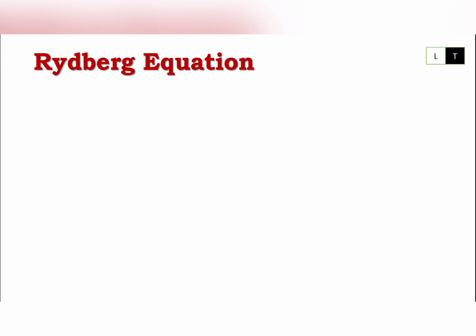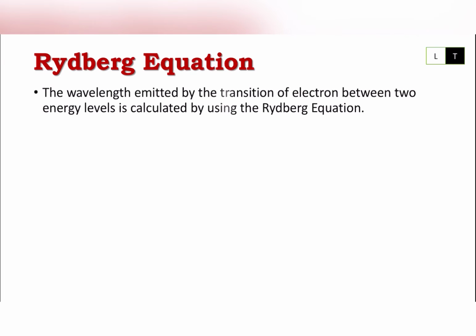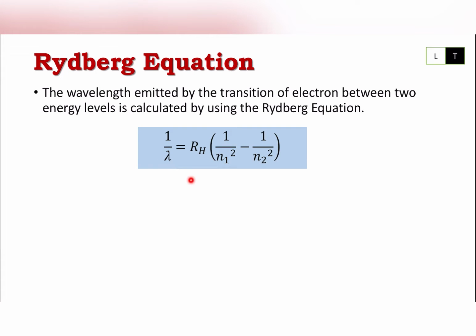In this video, I'm going to explain a bit about the Rydberg equation. We are going to use the Rydberg equation when we want to determine the value for the wavelength emitted by the transition of an electron between two energy levels. In this case, you have another new formula to calculate the wavelength.